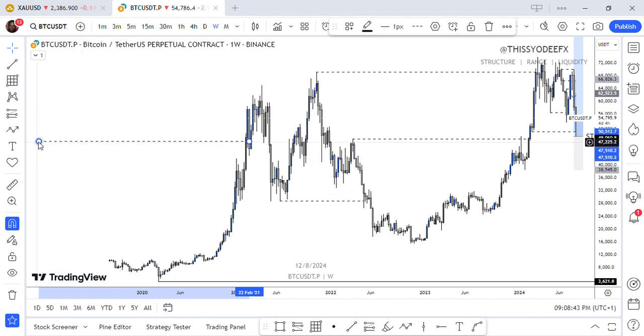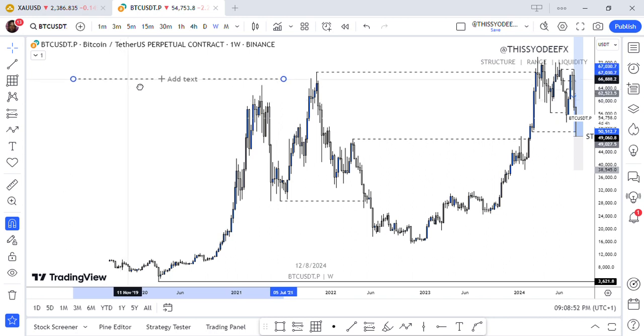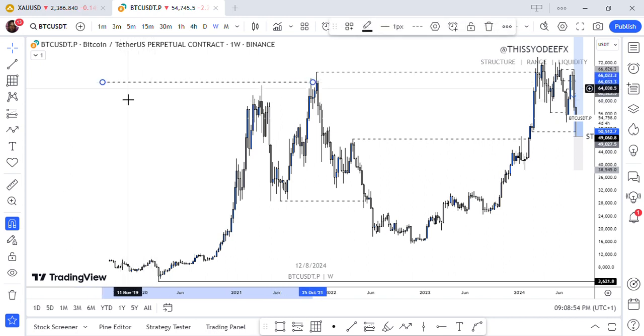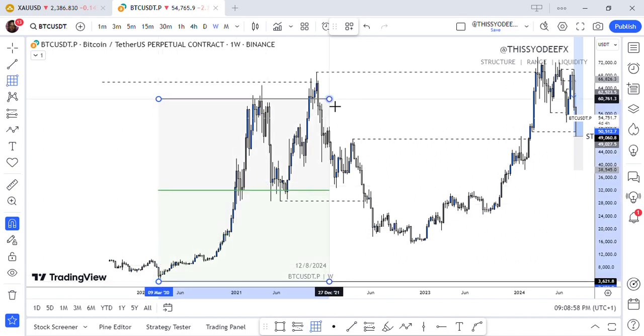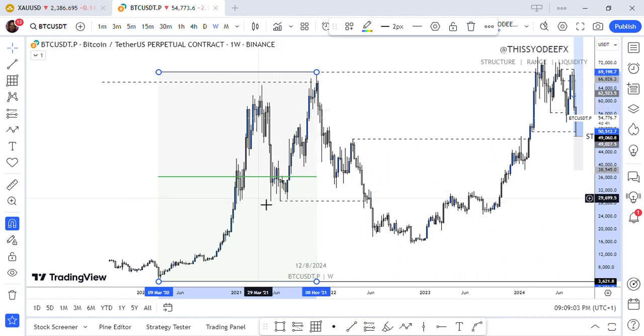Now internal range, okay, let's do it this way. Internal range was taken over here. So now when internal range was taken, let's mark this. When internal range was taken, this liquidity forms at the discount zone, so it becomes the liquidity where we are expecting price to come to.